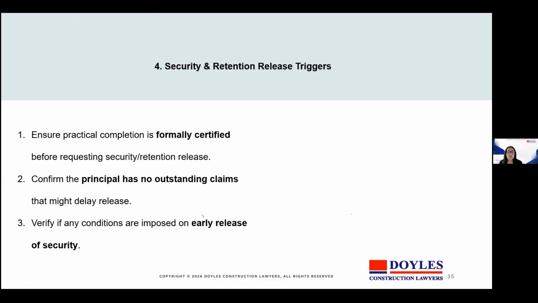Security release depends on proper certification. Principals often withhold security where procedural steps are unclear. So as a head contractor, it's important to ensure practical completion is formally certified, that the principal has no outstanding claims, and verify if there are any conditions imposed on the early release of security.